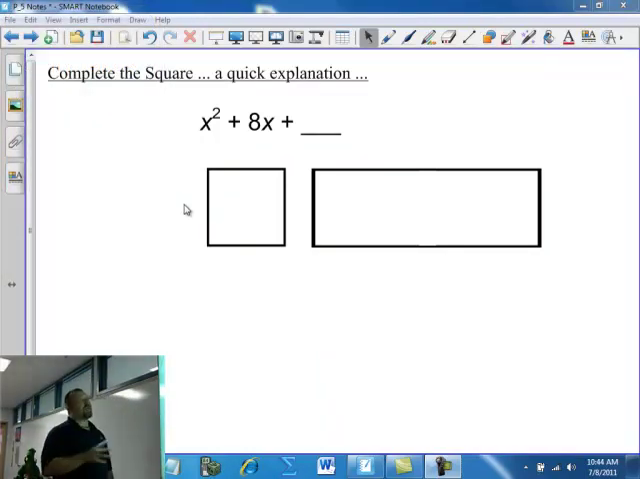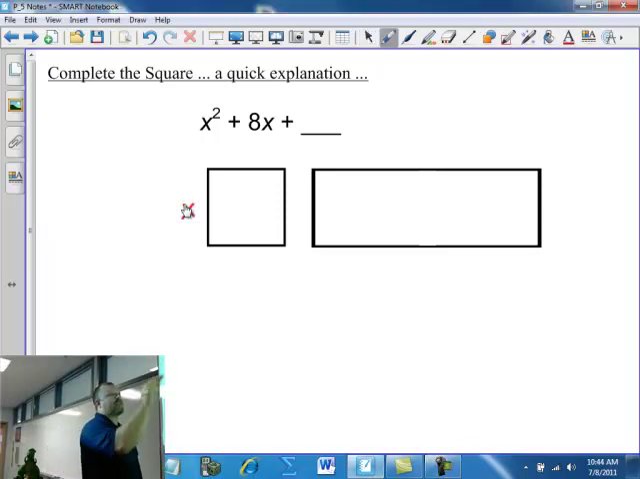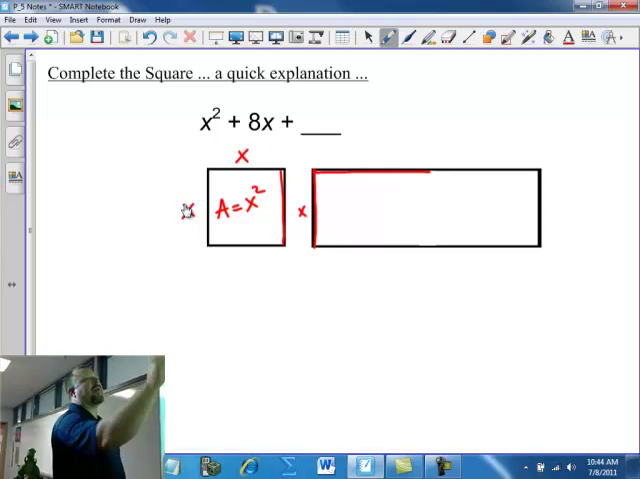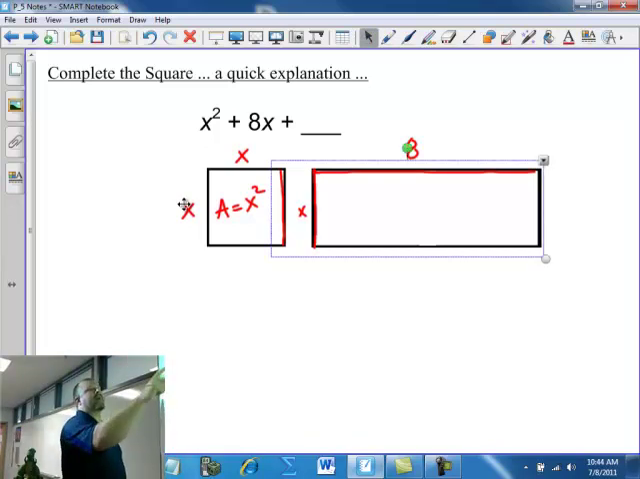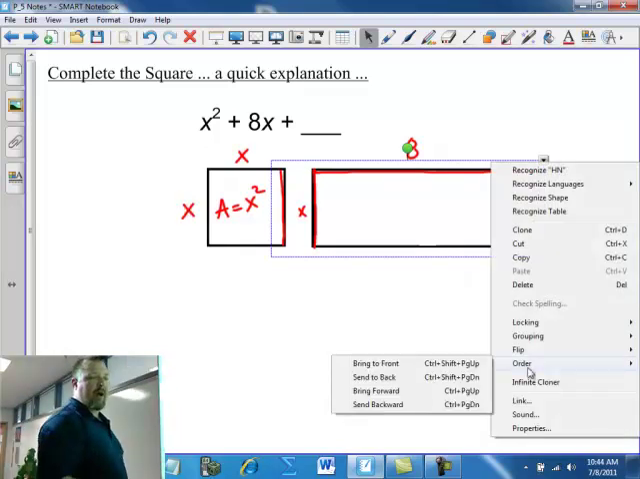Completing the square, let's start off with x squared plus 8x. What this means geometrically is that we have a square that is x by x, so that the area of this square is x squared. Okay, and then we have a rectangle which has the same distance on one side, which we will call x, and the other side we're going to call 8. And I've drawn it much longer than x just for fun, but we don't really know what x is, so it's all relative. Okay, now what we're going to do is break this rectangle in half.